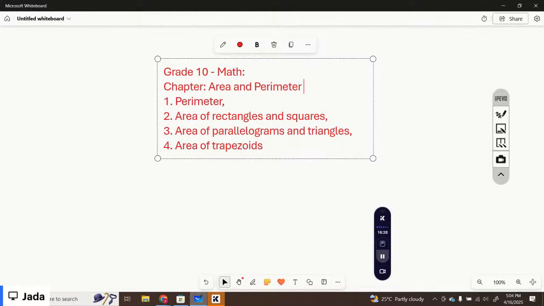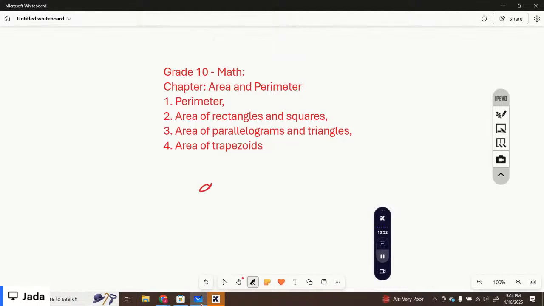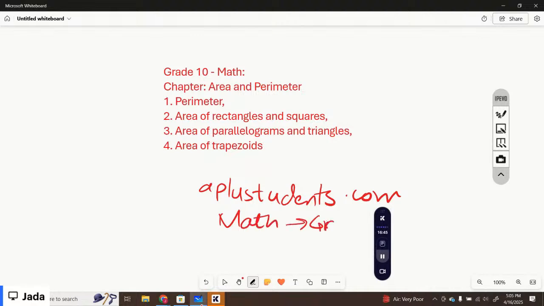You can find all the lessons on equalstudents.com. You have to log in there using your email address and password as provided by the administrator. Then you have to select Math from the subject tab, scroll down to grade 10 Math, and then click on View All Lessons. There you can find a list of the chapters.